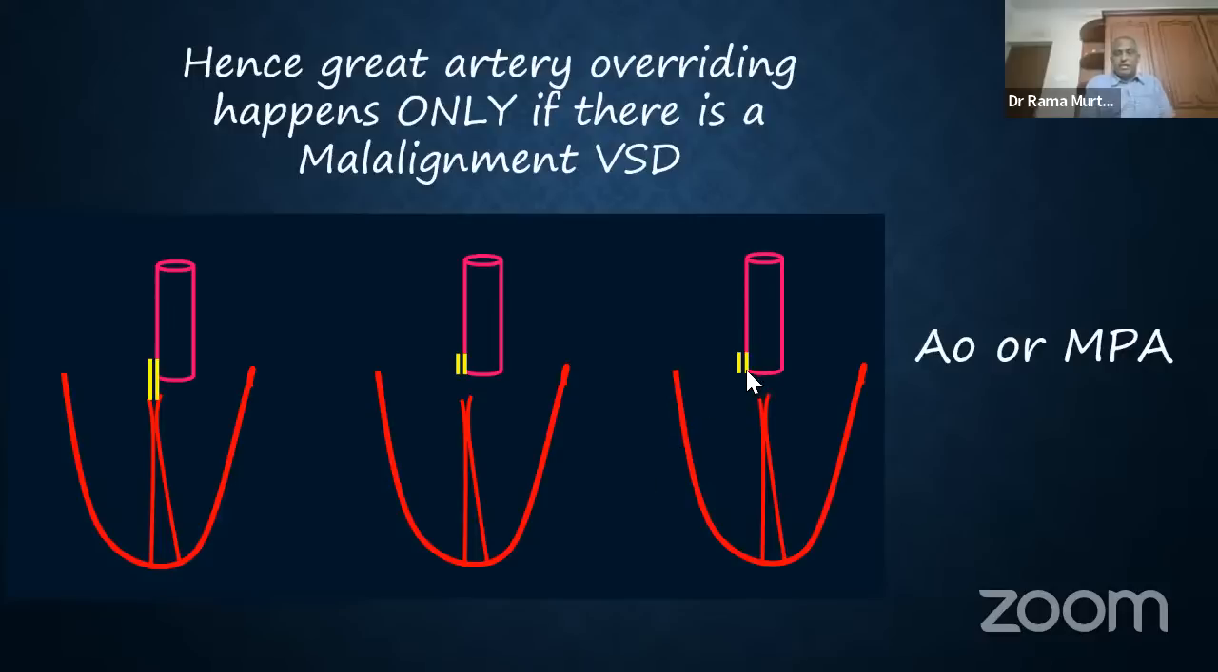Whereas if there is a malalignment VSD, remember, this is not only a perimembranous VSD, this is a malalignment VSD. Because of the malalignment, the pulmonary artery is smaller this side, the aorta is bigger, and it overrides the crest of the VSD. And therefore, both ventricles begin to pump blood into the aorta. So the overriding can happen to the aorta or to the main pulmonary artery.